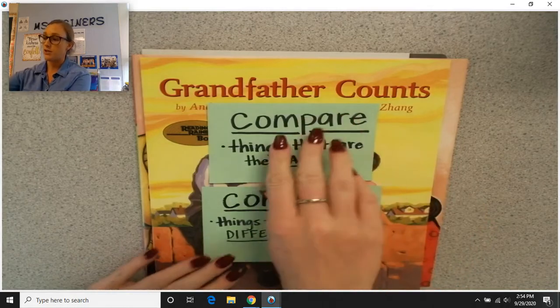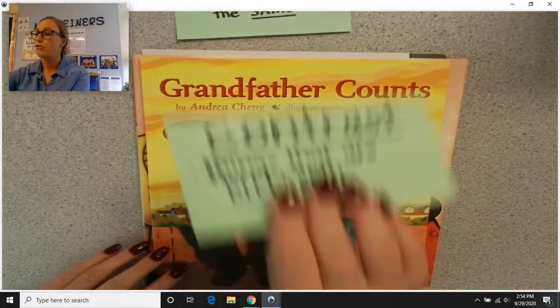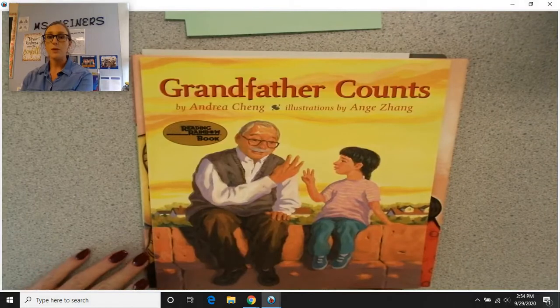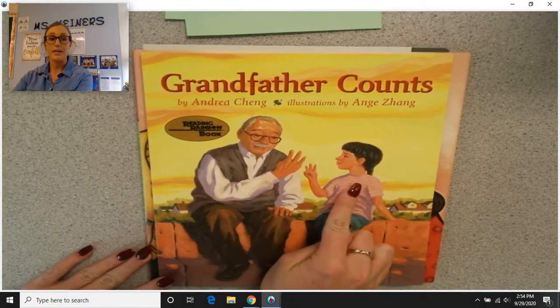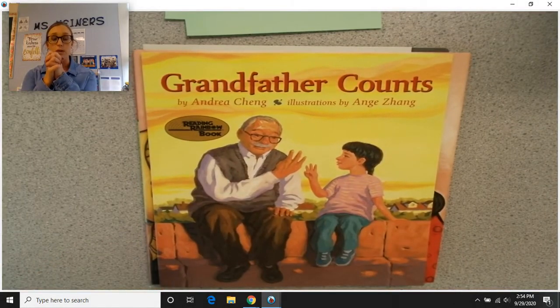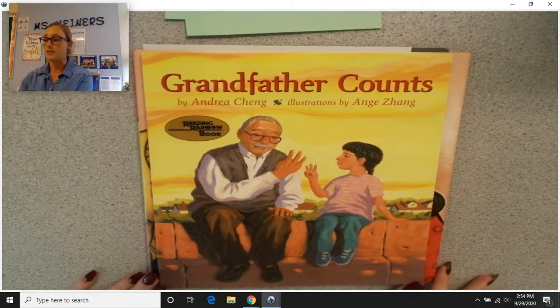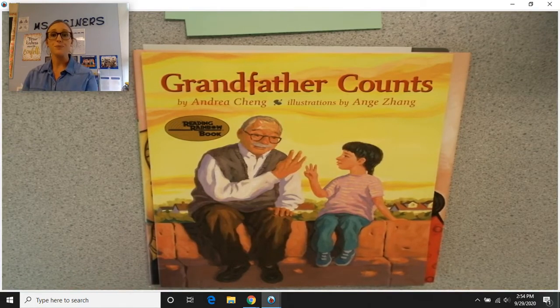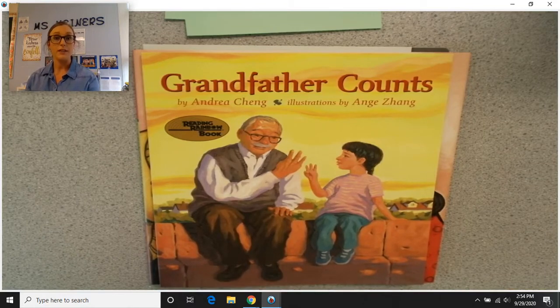So in Tuesday's story, we talked about Grandfather Counts. And we talked about how Grandfather and Helen are the same. We compared them, and we also talked about how they are different, and we contrasted them. I also told you that the culture of this story was different than our American culture. And the culture that we talked about in this story was Chinese.